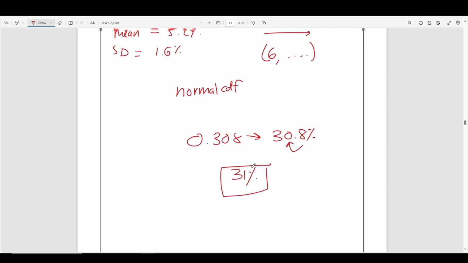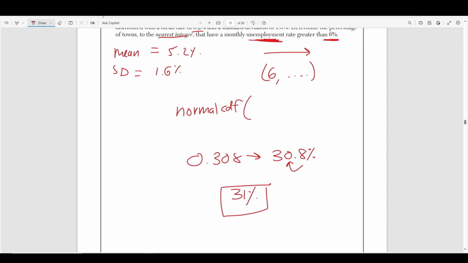Now, to show your work for this, all you need to do is just write down what you put in the calculator. So write down normalcdf, 6, 100, 5.2, 1.6. So it's the exact data that you plugged into your calculator. You're going to put that on your test booklet or your answer sheet, and that's what's going to give you full points for showing the work.